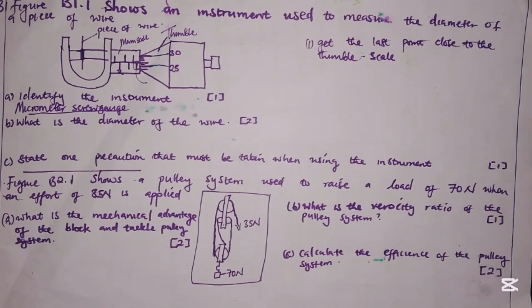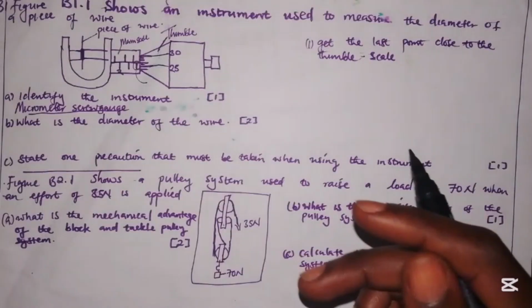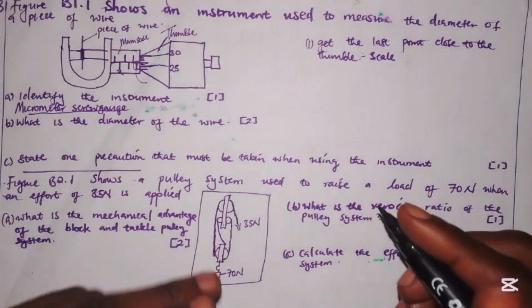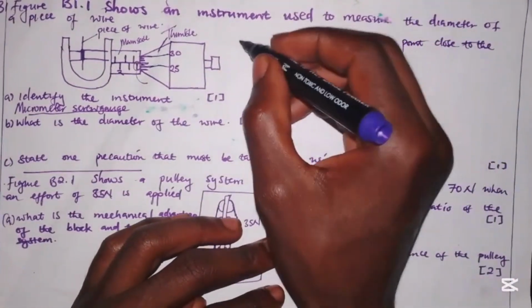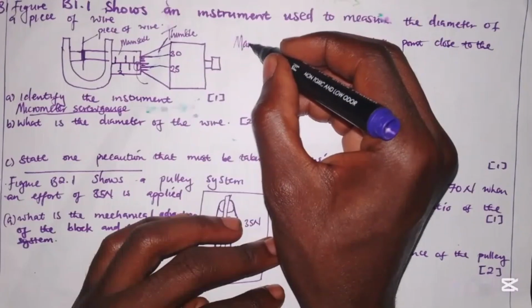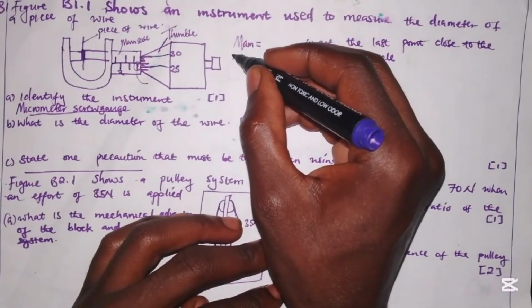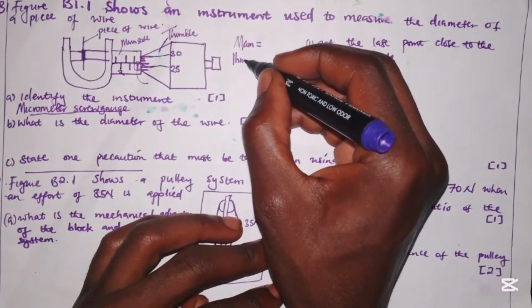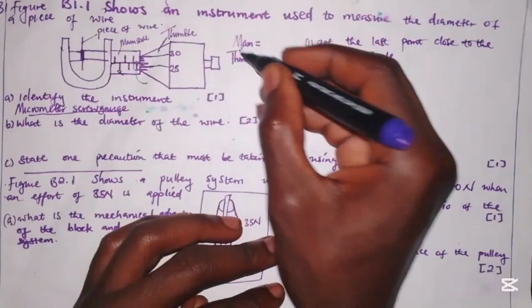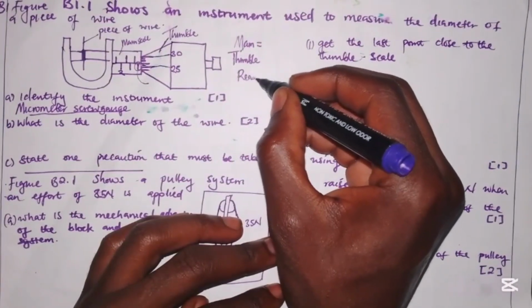Remember, I told you the micrometer screw gauge basically has 2 scales. We have to read the main scale, and also the thimble, so that you get the reading now.